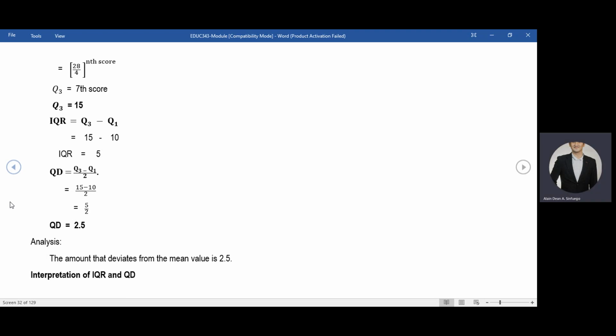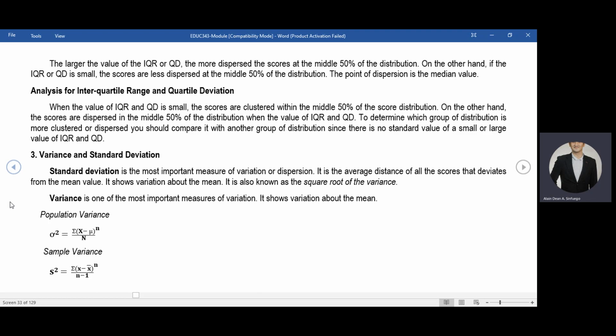Here's the overall interpretation of the IQR and the quartile deviation. The larger the value of the IQR or the quartile deviation, the more dispersed the scores at the middle 50% of the distribution. On the other hand, if the IQR or quartile deviation is small, the scores are less dispersed at the middle 50% of the distribution. Take note, the point of dispersion is the median value.